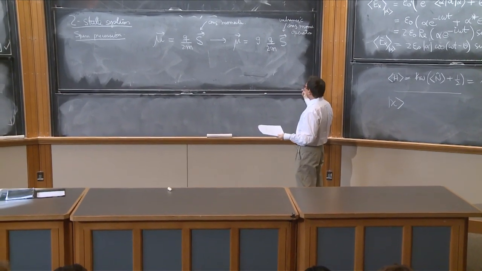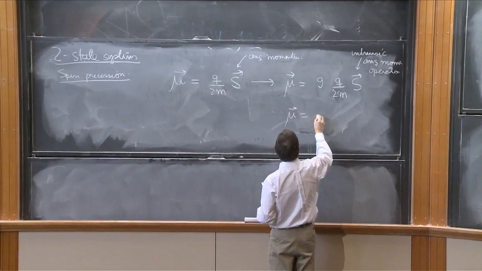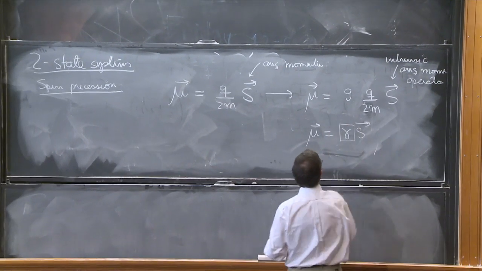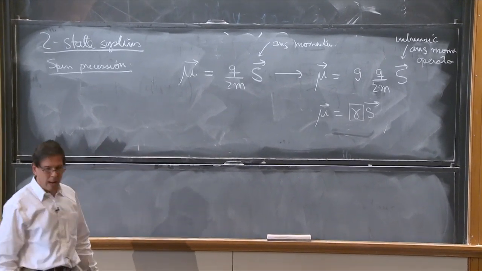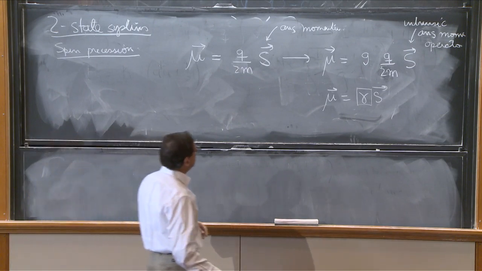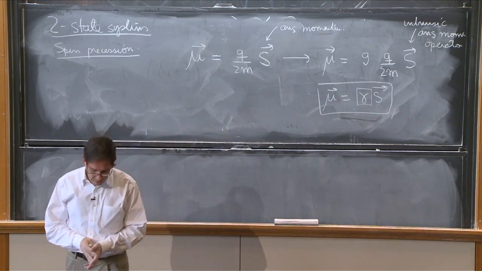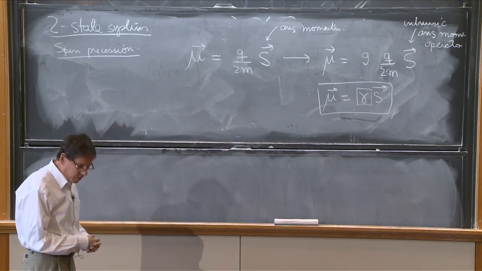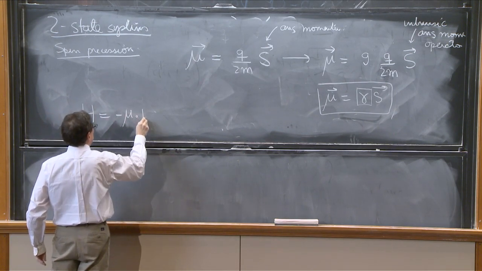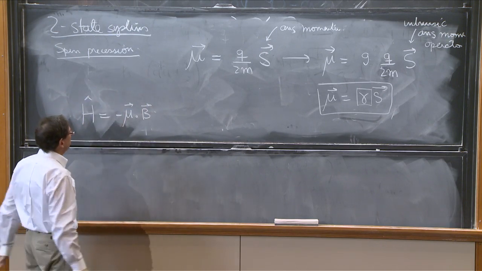So at the end of the day, we're going to write this as mu equal gamma S. And this constant gamma is going to summarize everything, G, Q, M, all these things. And this will be a good notation. Gamma S is brief and simple. And this constant, we're going to use it. So the Hamiltonian, minus mu dot B, is a quantum Hamiltonian because mu is an operator.